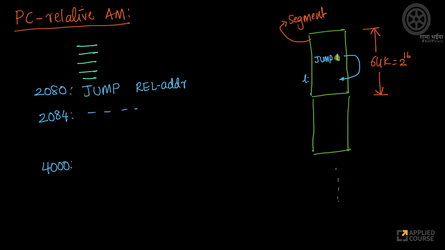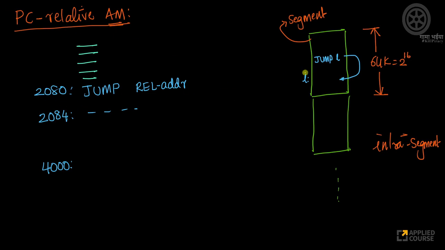If you want to jump within the segment, or intra segment, which means you want to stay in the same segment itself, just jumping from one location to another location in the same segment, in such a case PC relative addressing mode is what is used extensively. I'll explain how this works, the internal workings of it. It's actually very easy to understand.